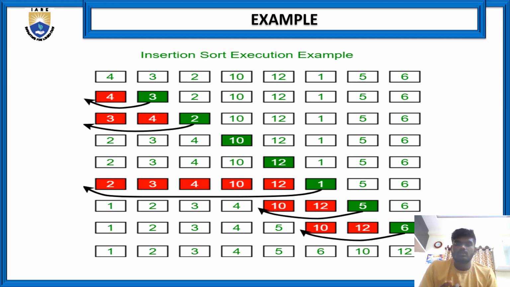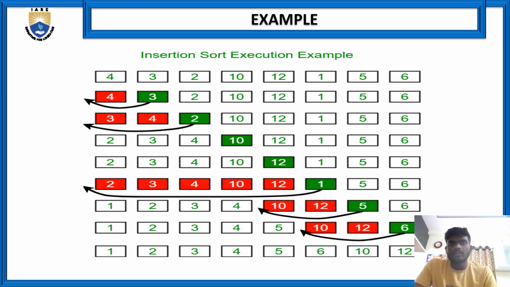First of all, insertion sort will be done when they are in an order. As you see in this first line, 4 3 2 10 12 1 5 6. First you compare the zeroth index and the first index. If the zeroth index is greater than the first index, then we have to shift those. So 3 becomes the 0th place, and 4 becomes the first index.